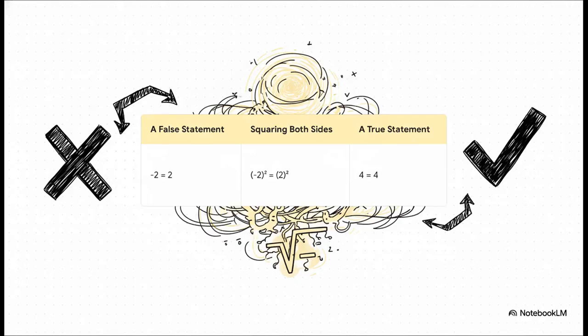And this is the perfect way to understand the trap. Start with a statement that is just obviously false. Negative 2 equals positive 2. Complete nonsense. But if you square both sides of that false statement, you get 4 equals 4, which is true. The act of squaring completely erased the original wrongness of the equation. And that is exactly what happened to us. Our equation was impossible from the very moment we got a square root equal to a negative number. But squaring it just hid that fact from us.